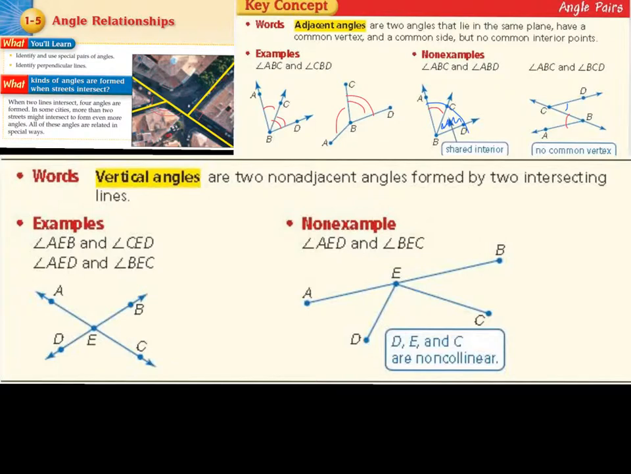Vertical angles are two non-adjacent angles formed by two intersecting lines. So angles AEB and CED are vertical angles, as are AED and BEC. AED here is not vertical to BEC because DE and C are non-collinear. They don't form a straight line. So to get vertical angles, we're looking for that X situation.